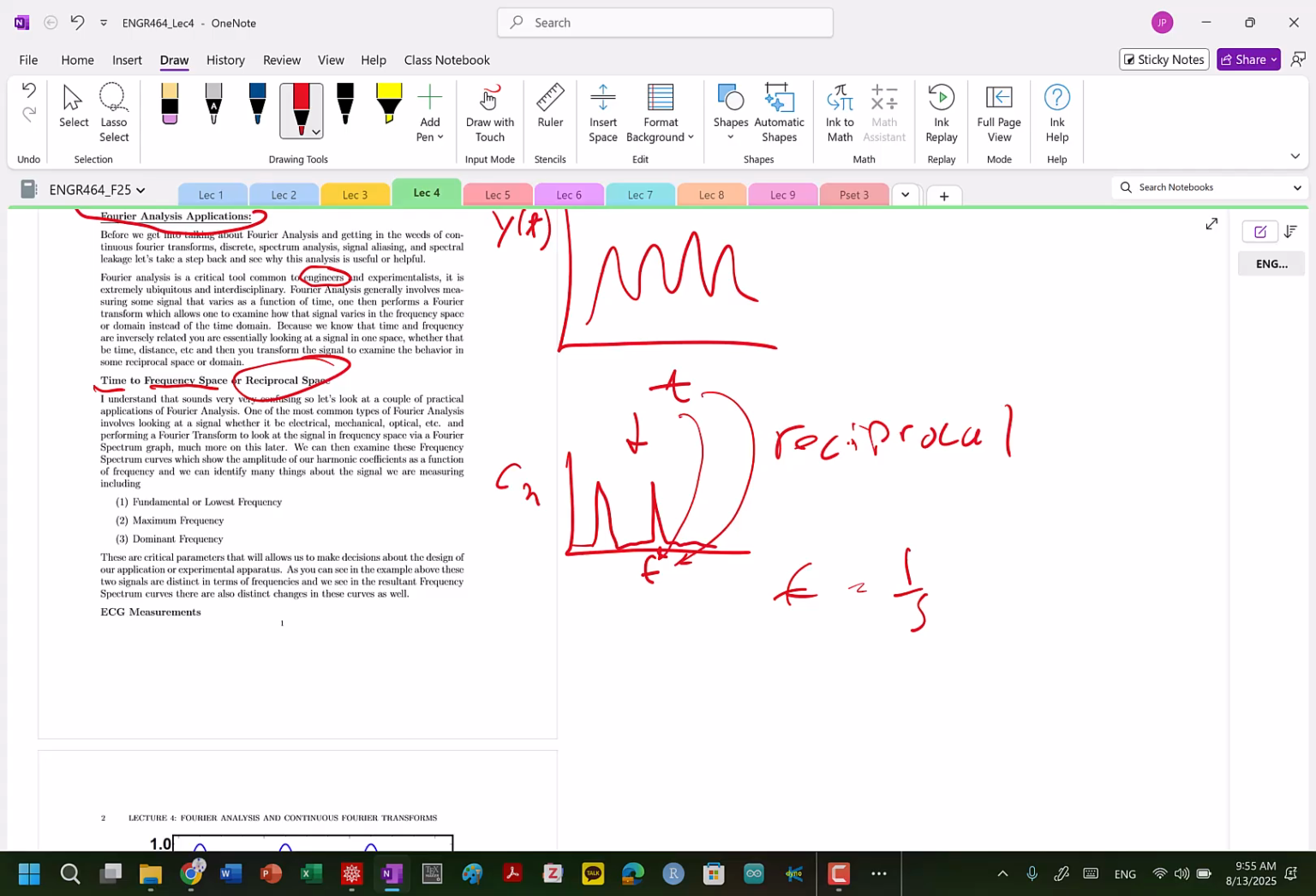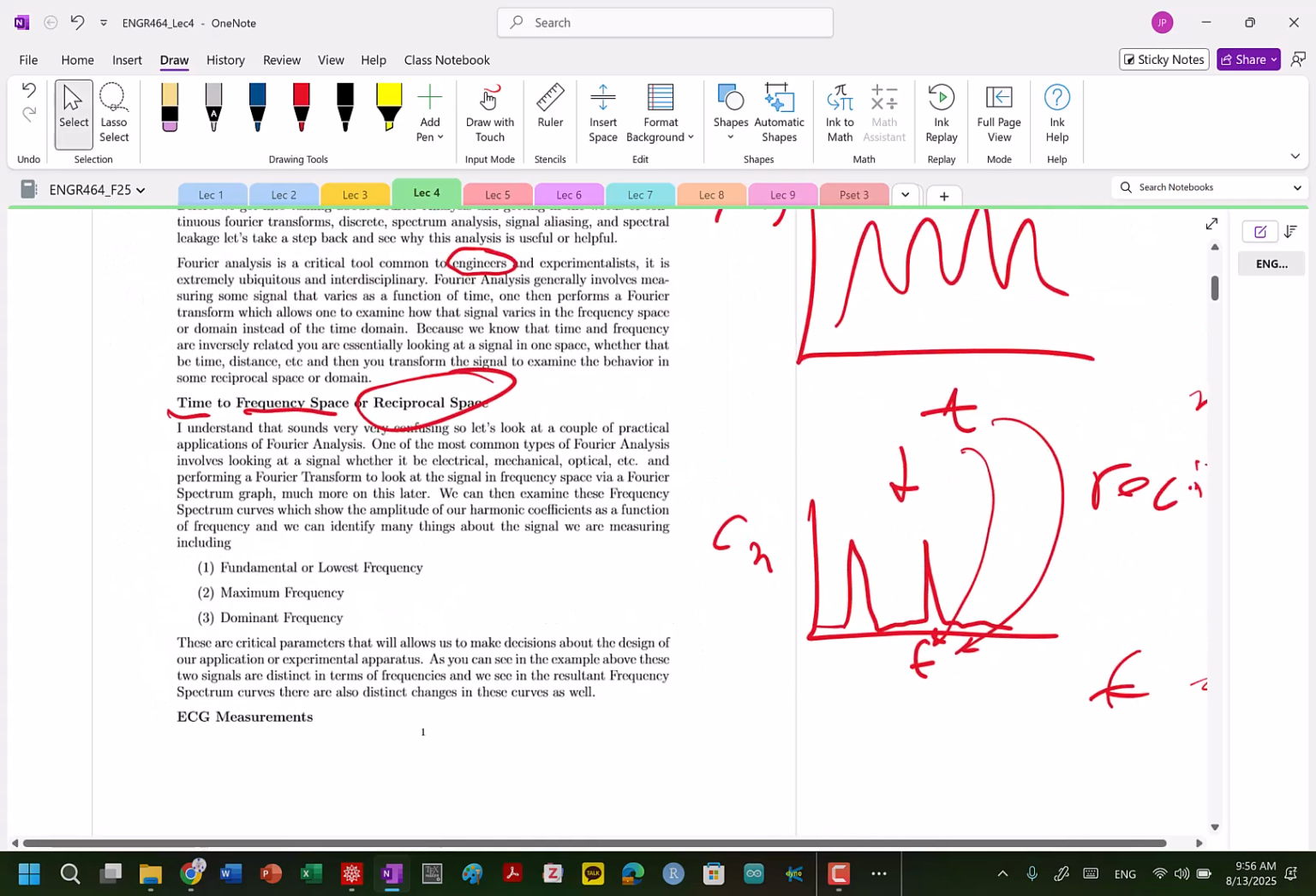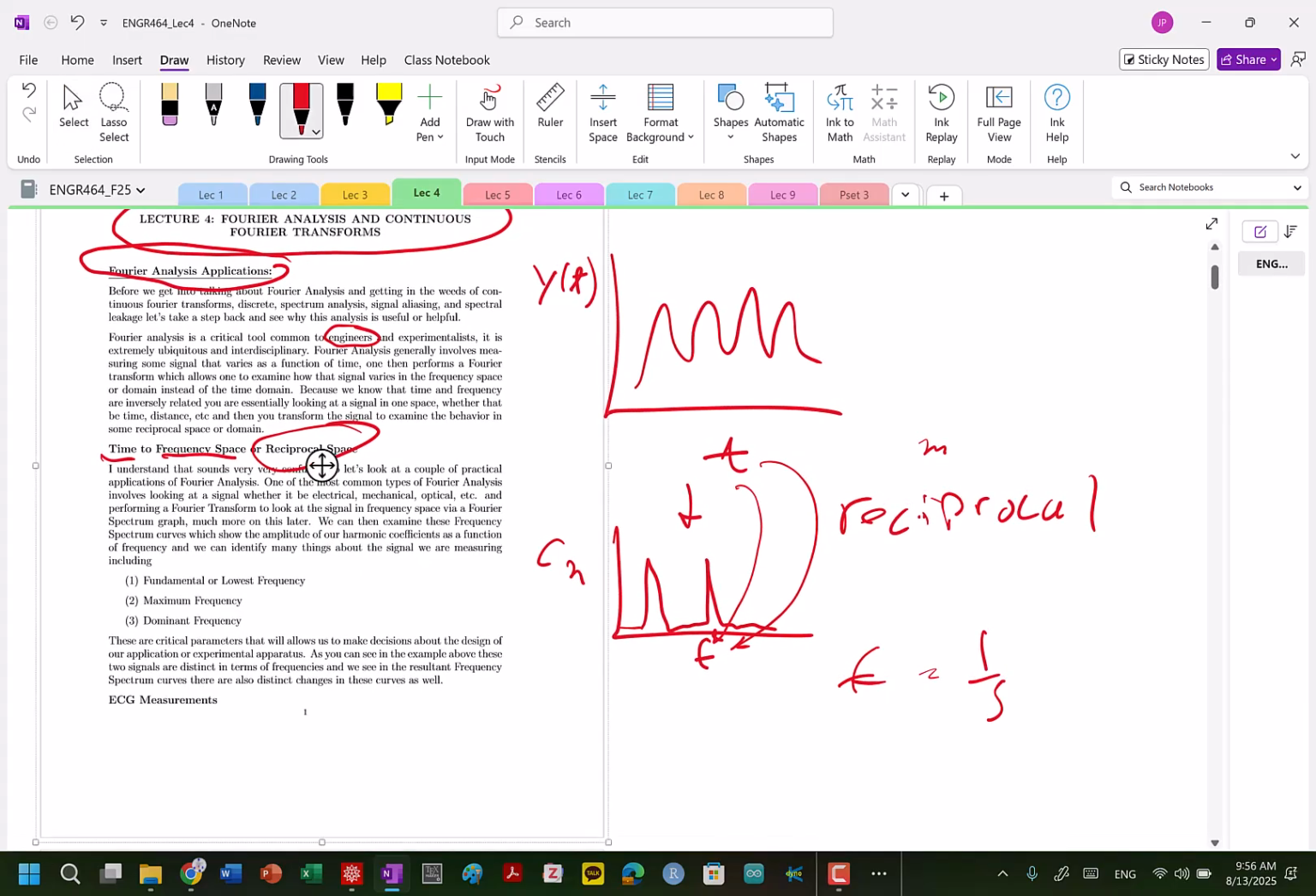I can also have a signal that could be just in units of distance, and the reciprocal space would be an inverse meter space. So that's an idea we'll come back to when we look at some of the examples, but that's the whole idea. I'm converting one space to a reciprocal space. And most of the time, you're going to be dealing with a time signal.